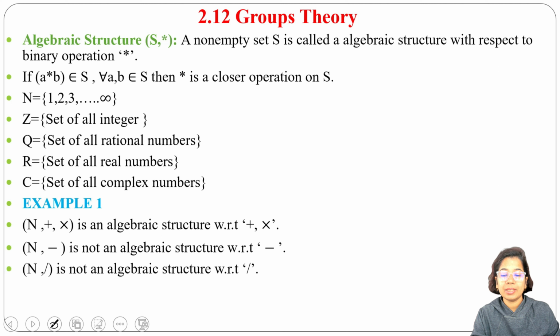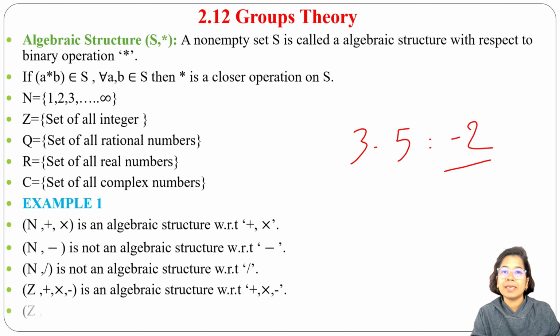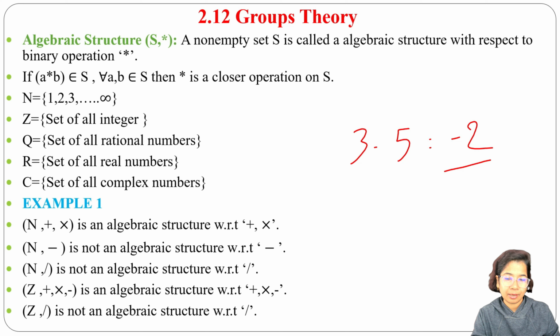Next, N division is not an algebraic structure, as by division we may get a real number. It's not guaranteed that it will always come under N. So it is not closure. Then for Z, plus operation, multiplication operation and minus operation are closure, as Z includes negative numbers also. So 3 minus 5, minus 2, comes under Z. So Z is closed under plus, multiplication and minus. Next, Z division is not an algebraic structure, as by division we may get real numbers.